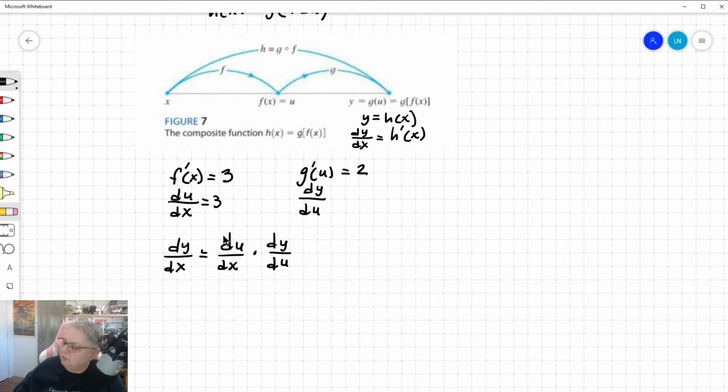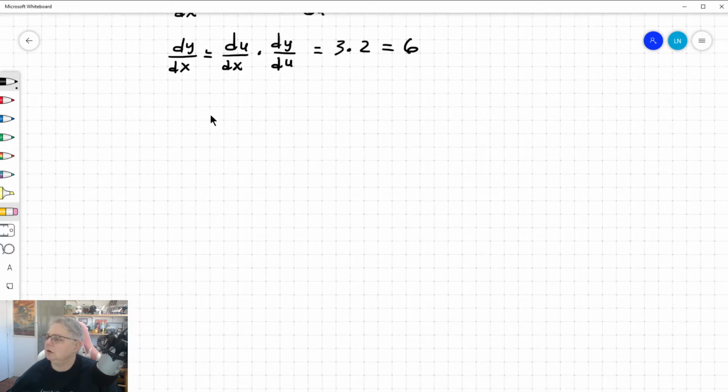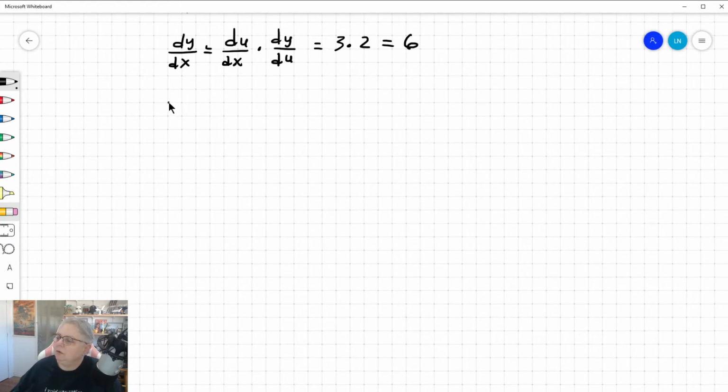Because what's going to happen when I do this multiplication? Well, the du's are going to cancel, and I'll have dy/dx. So I get the derivative of h by multiplying the derivative of f by the derivative of g. For this particular problem, what would that be? That would be 3 times 2, or 6. So we're saying that h changes 6 times as fast as x. Okay, so we can put this together into a formula for the general chain rule.